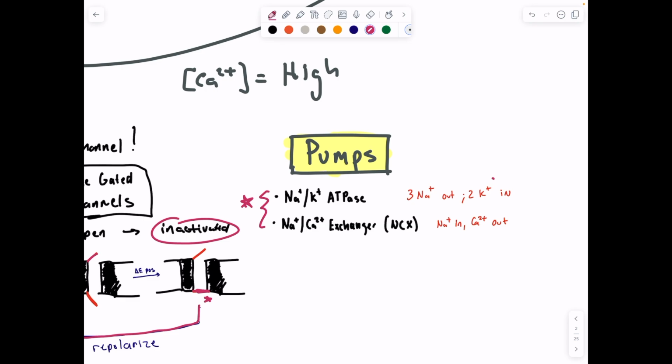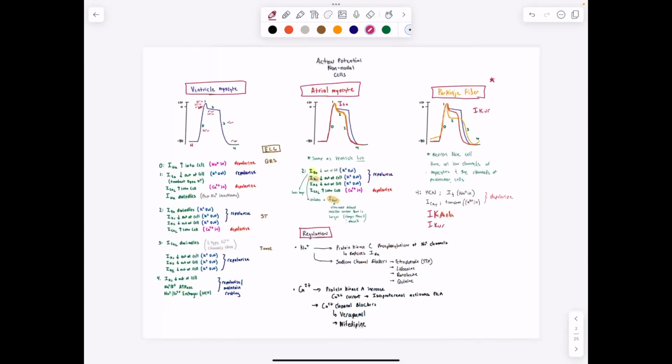Right? They're not fighting against something that's going to be depolarizing the cell for the most part, and they're going to be acting to repolarize the cell in phase 4. All right, so let's just dive into it, starting with our ventricular and atrial myocytes.